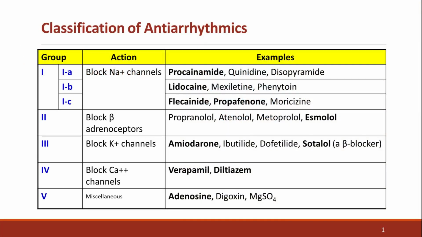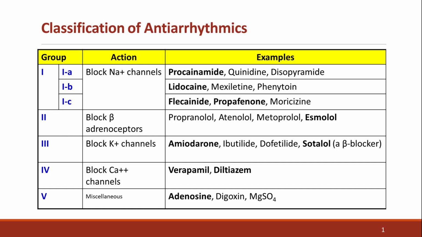Antiarrhythmic drugs are classified according to the ion channels or receptors they block. Class 1, sodium channel blockers, subdivided into 1A: quinidine, procainamide, disopyramide; 1B: lidocaine, mexiletine, phenytoin; 1C: flecainide, encainide, propafenone, moricizine. These differ in how they bind to sodium channels, whether in the resting, activated, or inactivated states, as discussed in more detail in the next slide.